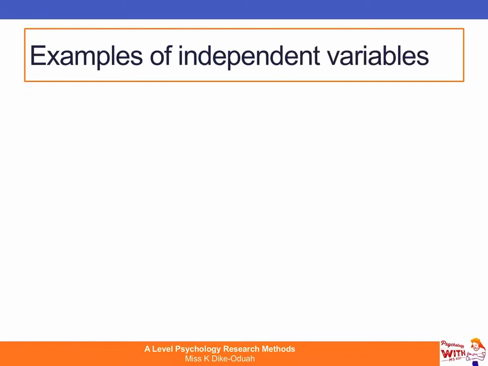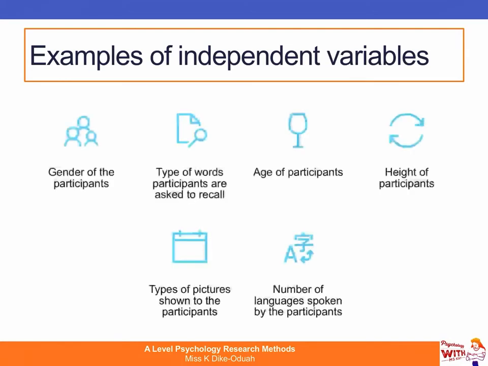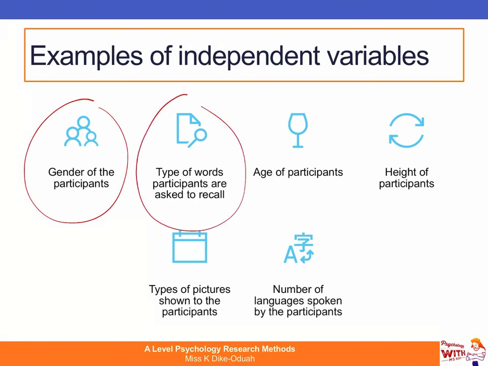So on the screen will come up a few examples of independent variables just so that you can fully familiarise yourself. And I know that you would have covered this in science, but I just want to make sure that everyone is on the same page. So here are a range of independent variables. Gender can be an independent variable. Type of words participants are asked to recall can be an independent variable. So it might be that you have two groups.